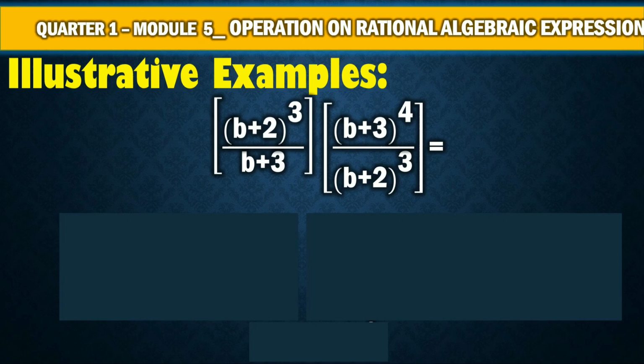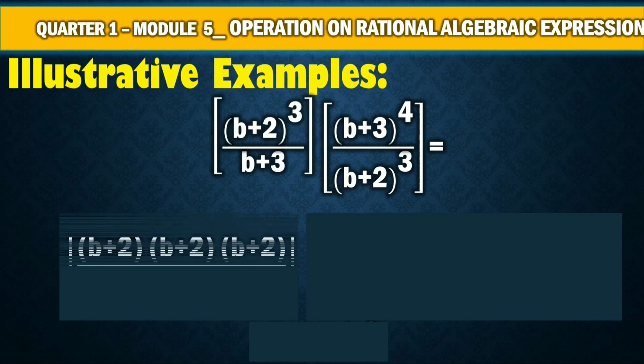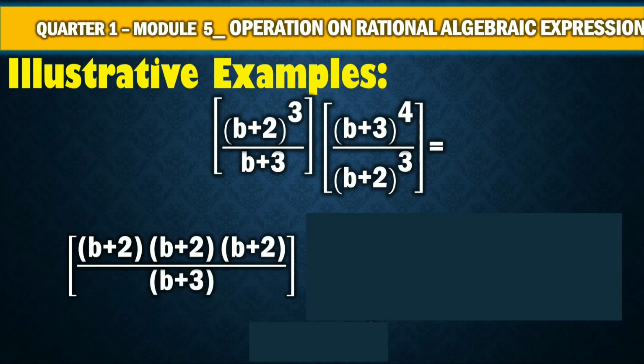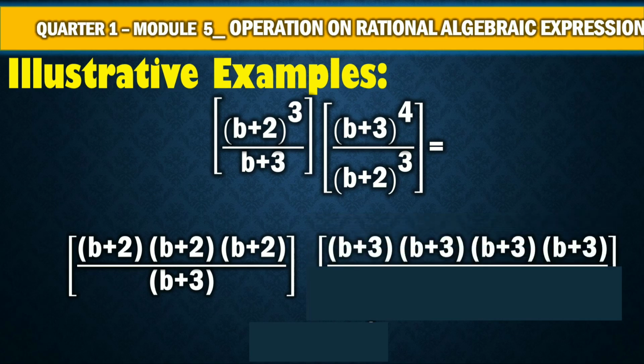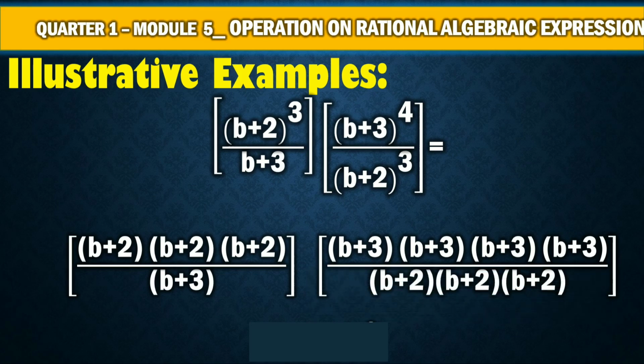Now, to solve this, let's factor first b plus 2 cubed. So, its factor is b plus 2 times b plus 2 times the quantity b plus 2, since it is raised to 3. Okay? Then, we copy the b plus 3 in the denominator. And then, the b plus 3 raised to 4, so we write 4 factors of b plus 3, multiplied. And then, the next b plus 2 is the same, so that is b plus 2 multiplied 3 times.